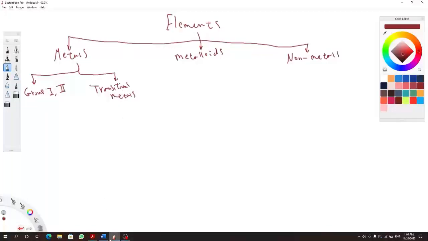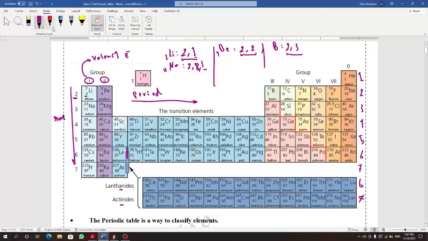Right? Let's apply that on the periodic table. These are groups 1 and 2. So these are the group 1 and 2 metals. These are the transition metals right here, including also these, the actinides and the lanthanides. Starting from group 4, here we have the non-metals. And we have this zigzag line right here, which separates the metals from the non-metals. So this is the heavy zigzag line that separates the metals from the non-metals.